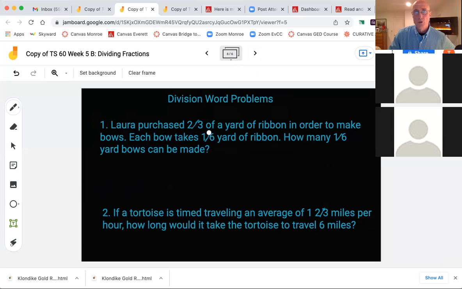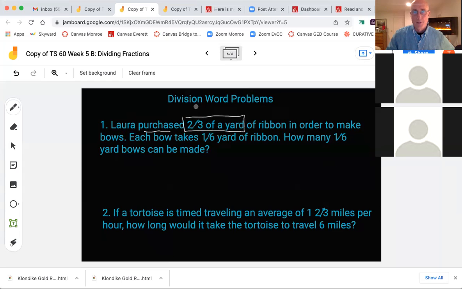Laura purchased 2/3 of a yard of ribbon in order to make bows. Each bow takes 1/6 yard of ribbon. How many 1/6 yards of bows can be made? All right. So again, I'll model for you this. She purchases her total purchase. This is how much she bought. She bought 2/3 of a yard.